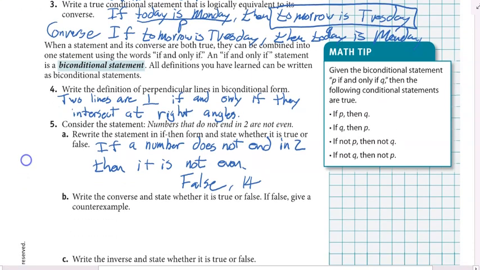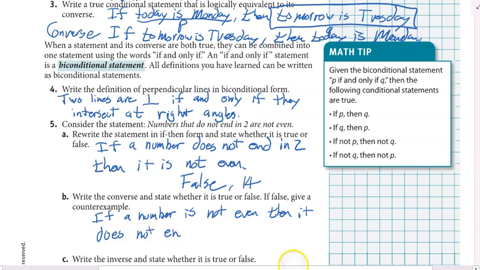And now it says write the converse and state whether it is true or false. If false, give a counterexample. So the converse would be switching the hypothesis and conclusion. If a number is not even, then it does not end in 2. That is the converse, and state whether it's true.